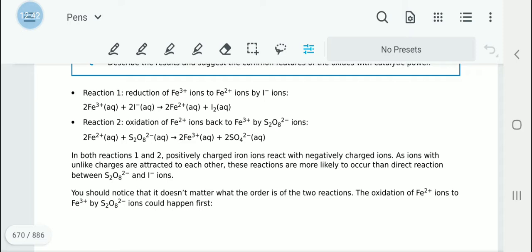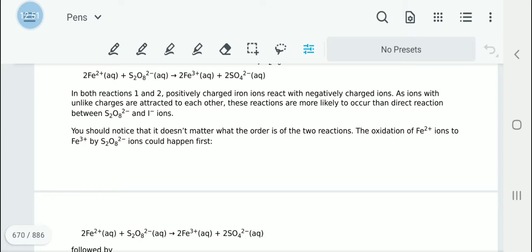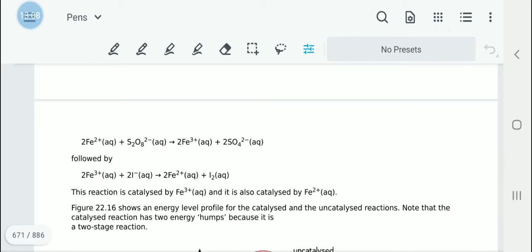Now it doesn't really matter what the order of the reaction is going to be. The oxidation of Fe2 plus ions to Fe3 plus might happen first, and that might be followed by the Fe3 plus reaction. So it can be catalyzed by Fe3 plus as well as Fe2 plus. That is, if you have a sample of Fe3 plus or Fe2 plus, you can use any of them to catalyze this reaction.